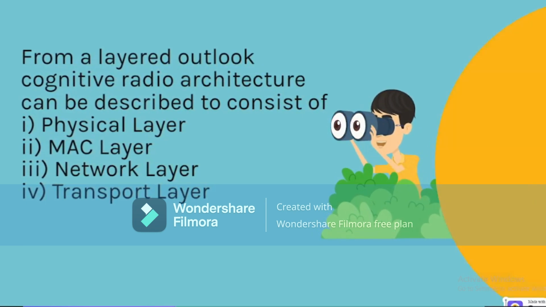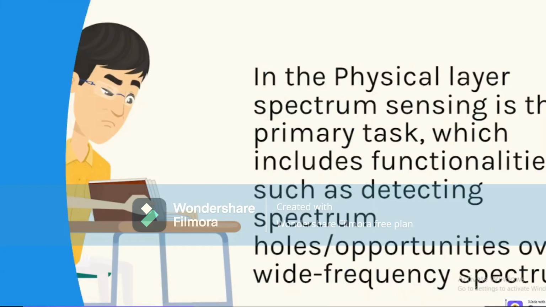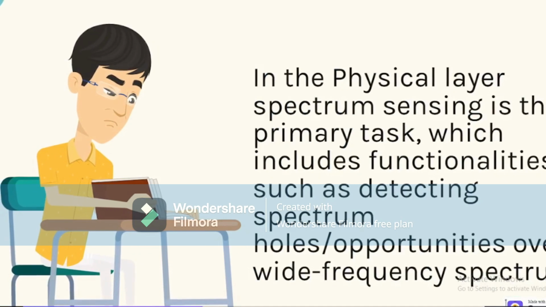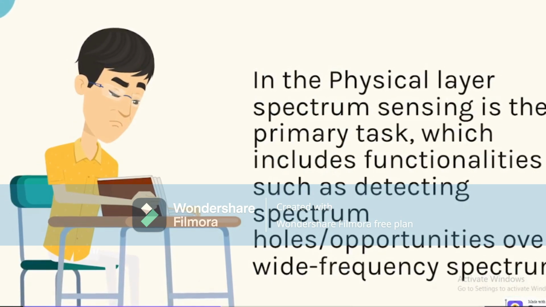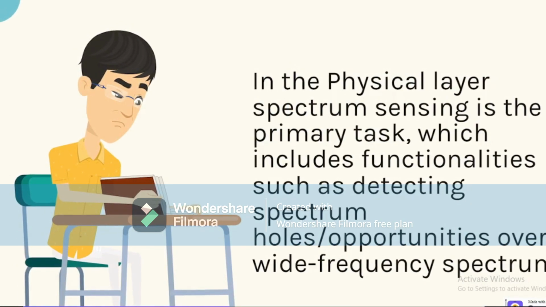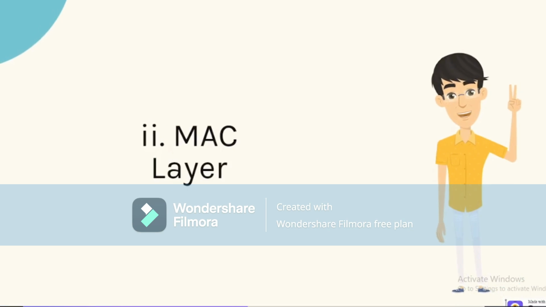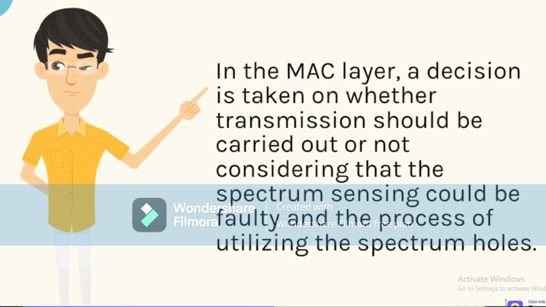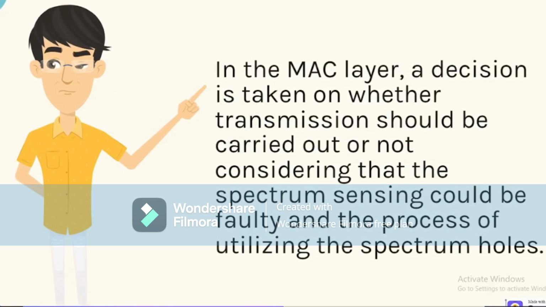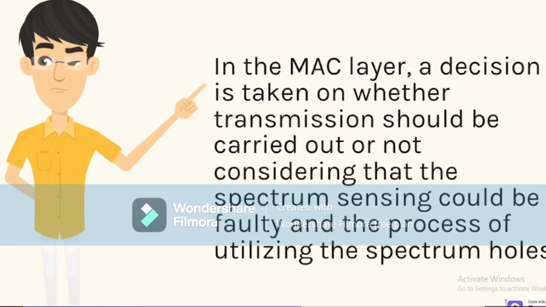1. Physical layer. In the physical layer, spectrum sensing is the primary task, which includes functionalities such as detecting spectrum holes, opportunities over wide frequency spectrum. 2. MAC layer. In the MAC layer, a decision is taken on whether transmission should be carried out or not, considering that the spectrum sensing could be faulty and the process of utilizing the spectrum holes.